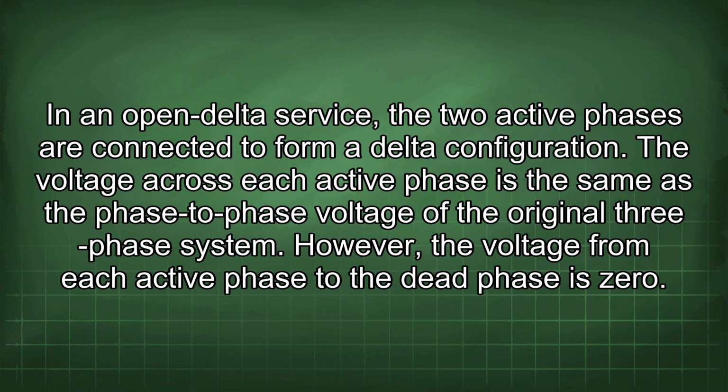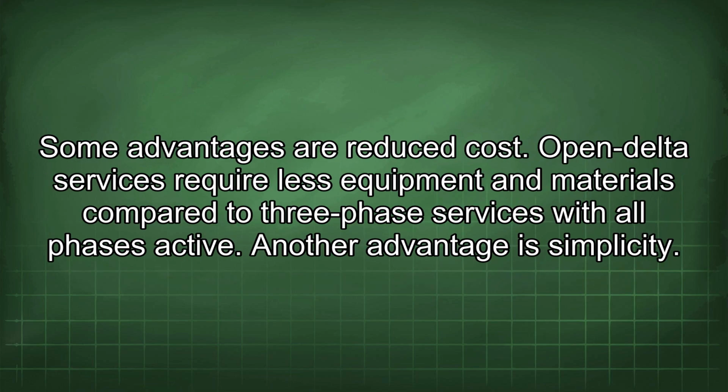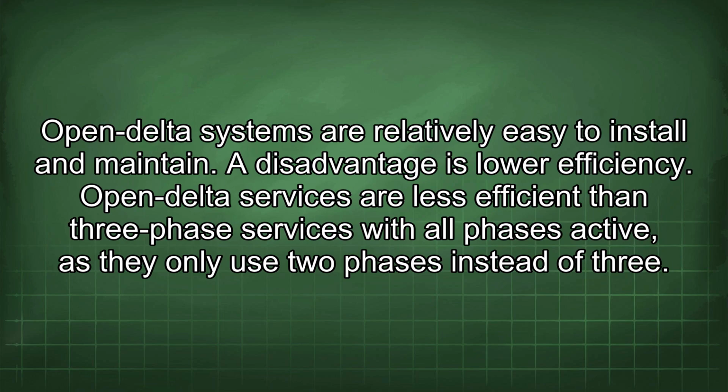The voltage across each active phase is the same as the phase-to-phase voltage of the original three-phase system. However, the voltage from each active phase to the dead phase is zero. Some advantages are reduced cost. Open Delta services require less equipment and materials compared to three-phase services with all phases active. Another advantage is simplicity. Open Delta systems are relatively easy to install and maintain.